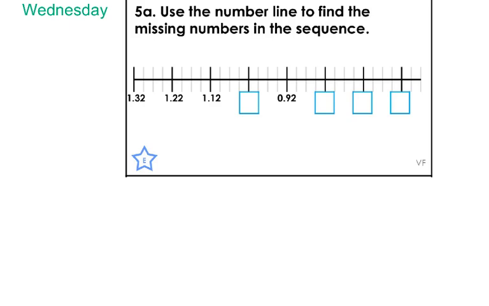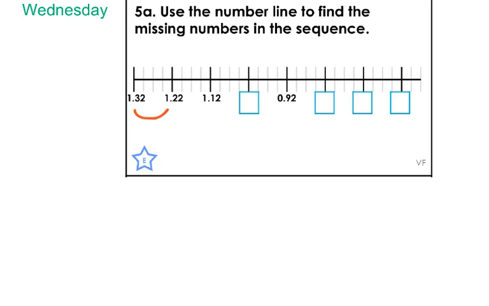On Wednesday, we're going to move on to looking at decimal sequences. To enable you to answer those questions, what you need to do is first of all look at the number and decide whether or not that number is getting bigger or getting smaller. Is it increasing or decreasing? If we look at this one here, we can see that every time we move from one number to the next in our sequence, it is getting smaller.